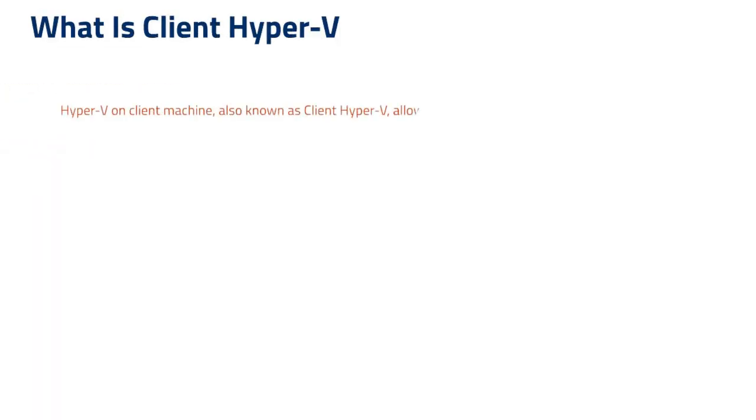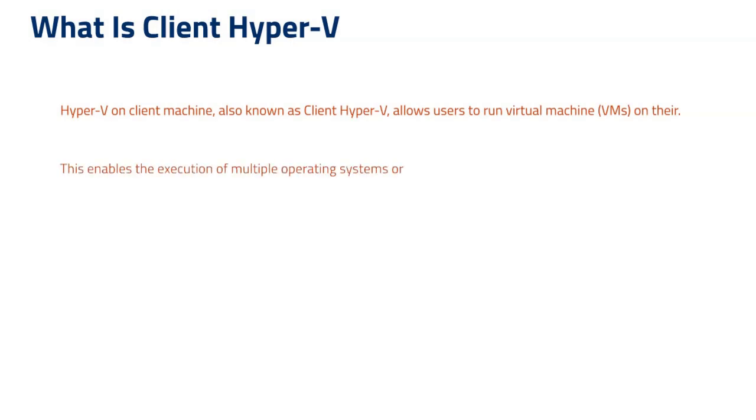Hyper-V on a client machine, also known as Client Hyper-V, allows users to run virtual machines on their desktop or laptop. This enables the execution of multiple operating systems or testing environments on a single physical machine. To enable Client Hyper-V, users need a 64-bit processor with second-level address translation. Also, they need at least 4 GB of RAM and virtualization support enabled in the BIOS.